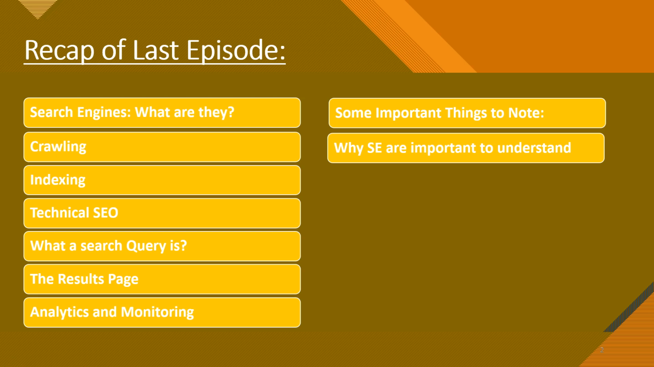So, first and foremost, recap of last episode. We covered what search engines are, how they function, crawling, indexing, technical SEO, what that is and why it's important, what a search query is, the results page, meaning the page that pops up after a search query, analytics and monitoring. We also covered some important things to note about search engines, as well as why search engines are important.